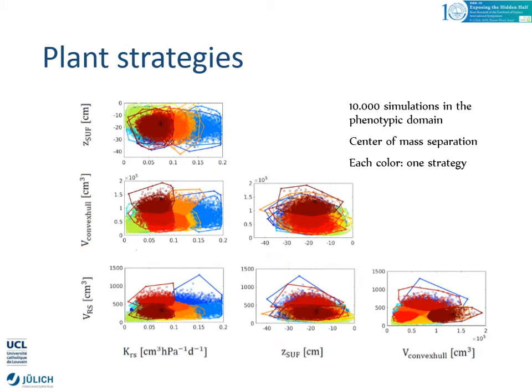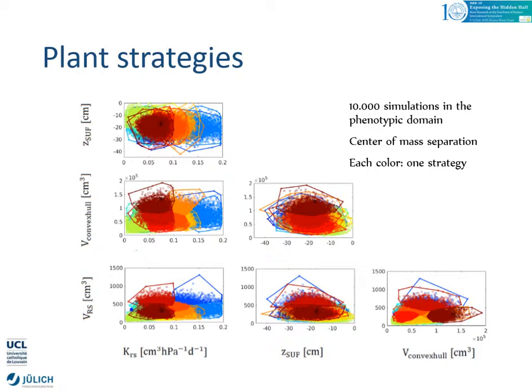Then we can try to make the link between combinations of root traits and plant strategies. Each point here is one of these 10,000 simulations. We put together simulations that we found close to each other; I mean, we try to aggregate simulations into groups. We aggregate them in terms of average depth, convex hull volume, which is the volume linking the extremes of the whole root system, so the total volume of the root system, and then conductance.